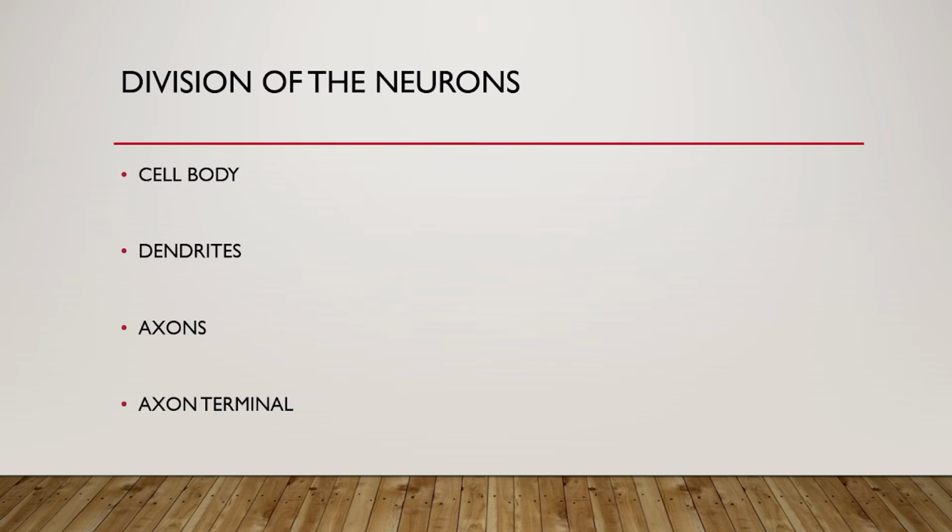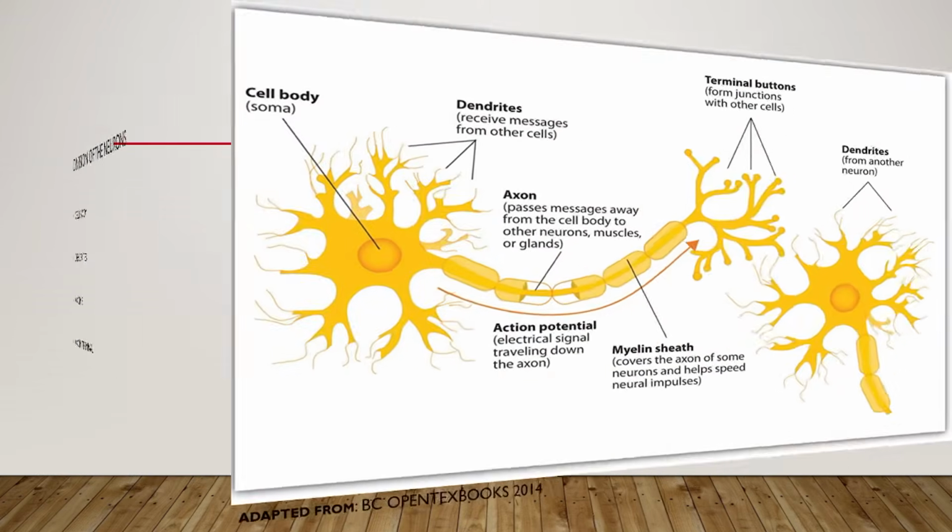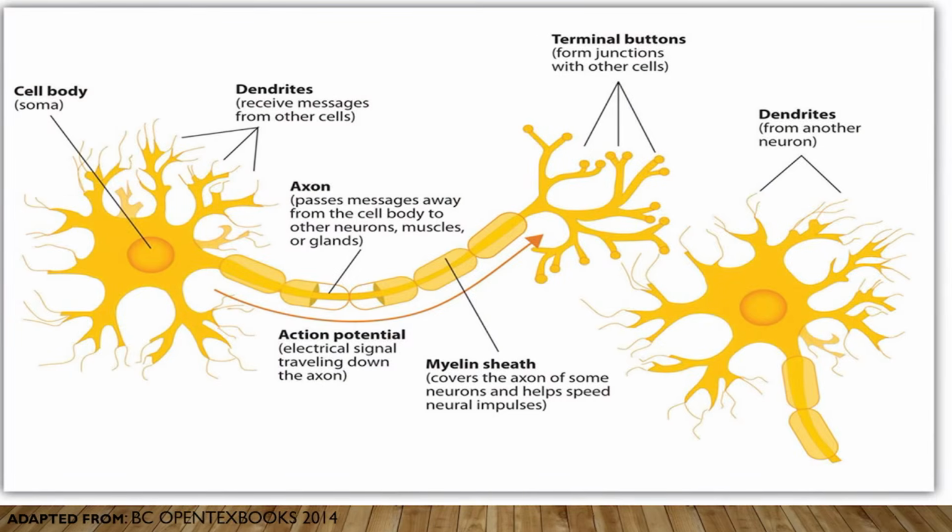So, in summary, as you can see from this diagram, the dendrites carry impulses from other neurons towards the cell body, while the cell body carries impulses to the axons. So the axons carry impulses to other neurons. Okay, so that is what we want to classify.